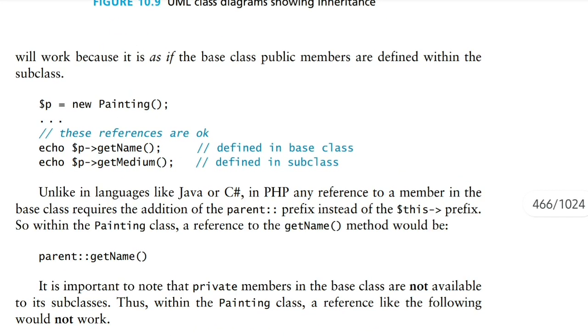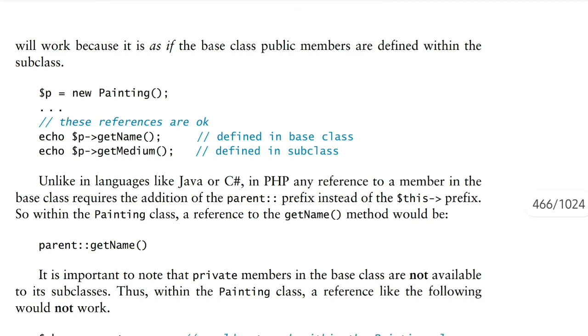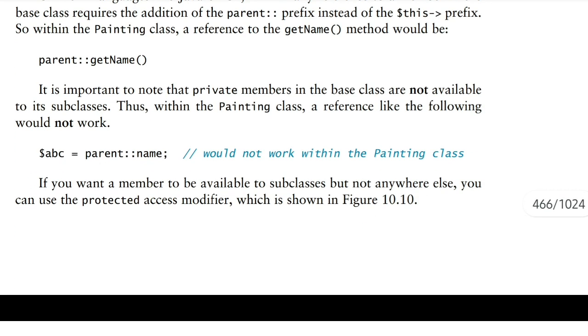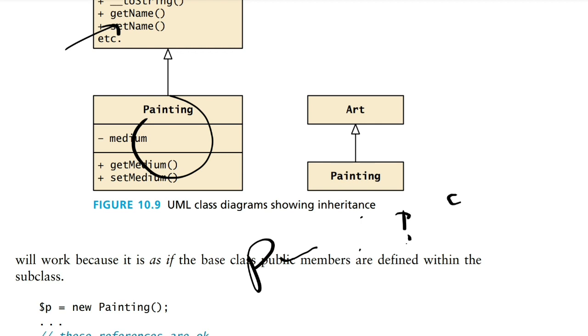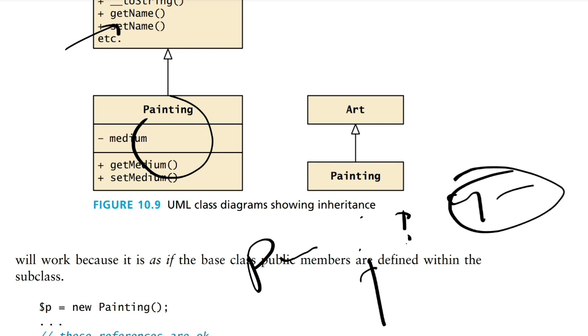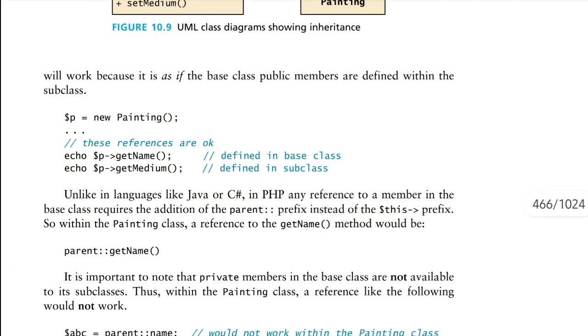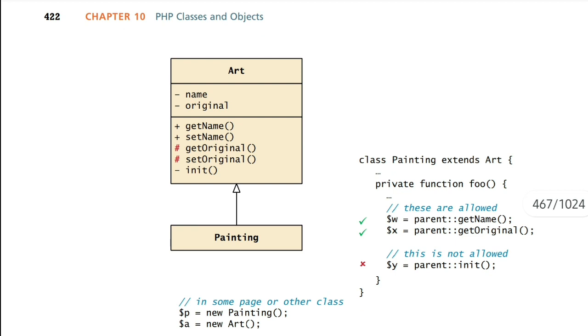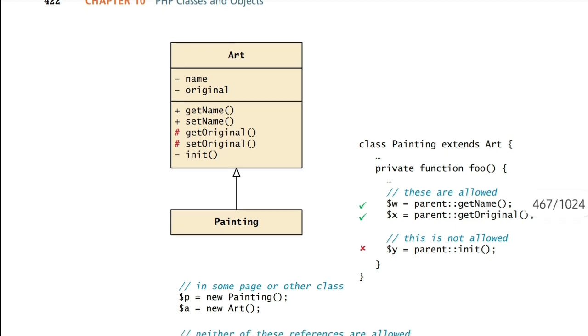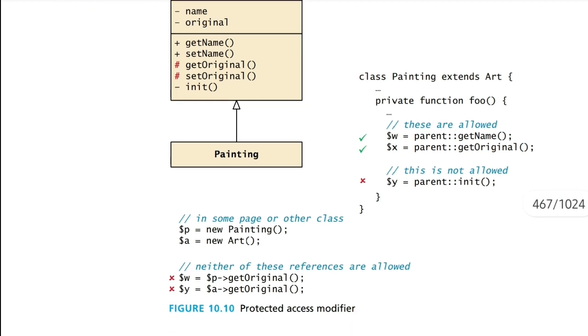And for accessing the values, to get the parent's name, you will use parent::getName. For example, if you are in this function but you want to access getName, what you will be using is parent, then double colon, and then you will be writing getName, whatever you want to access. This is known as the scope resolution operator. That's how you access the parent name. And same goes for the variables as well.